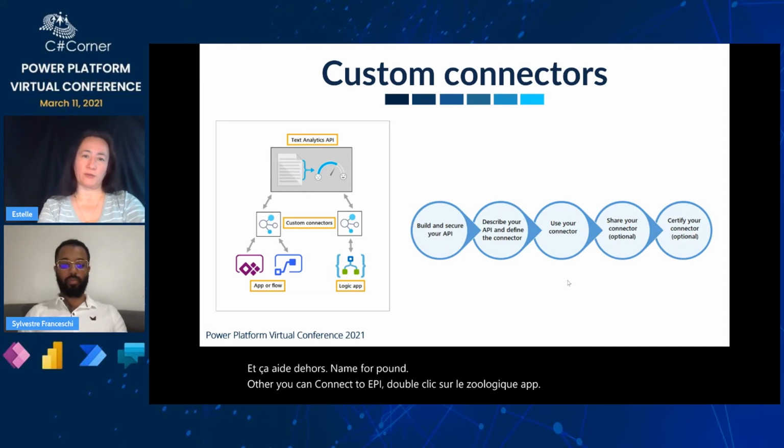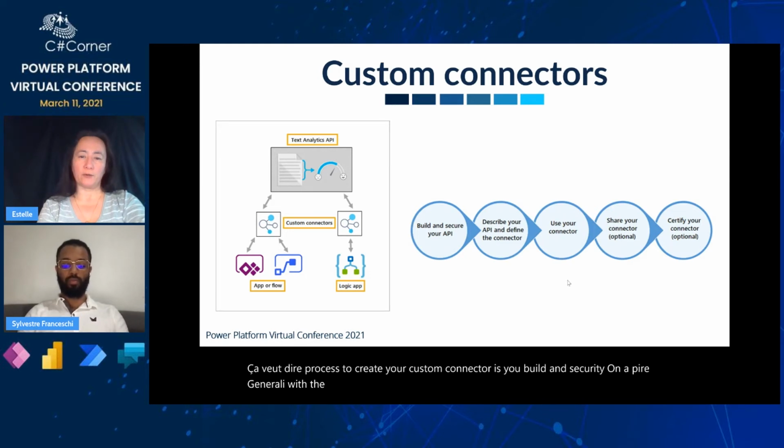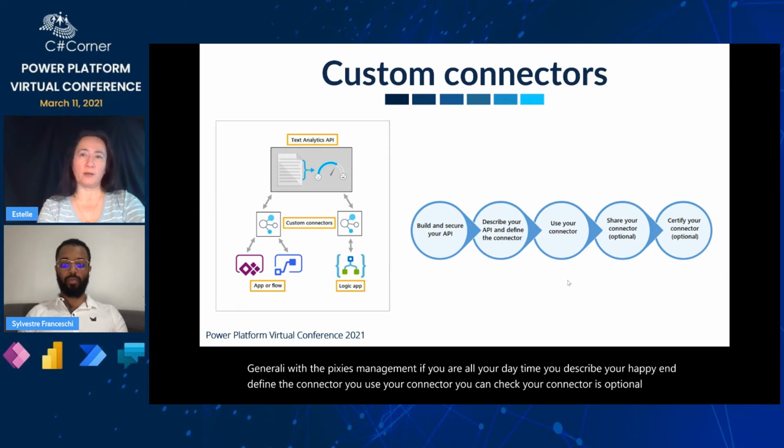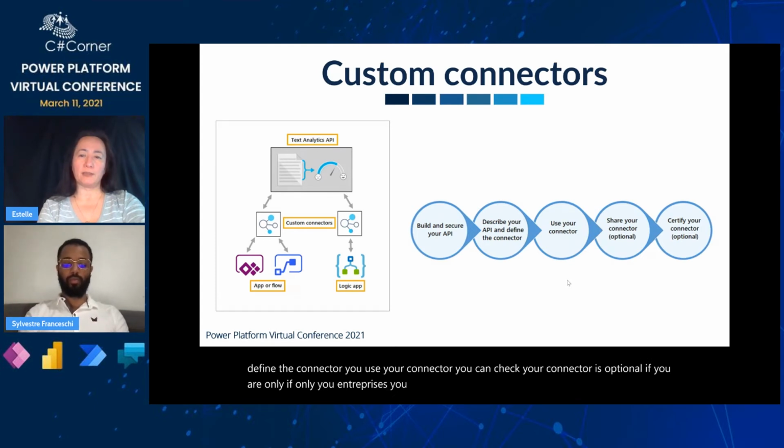The process to create your custom connector is: you build and secure your own API, generally with API Management if you have all your data in Azure. You describe your API and define the connector. You use your connector. You can share your connector, which is optional. If only your enterprise or your entity is using the connector, you can share it inside your entity. But if you want to share it outside your entity, you have to be certified by Microsoft.